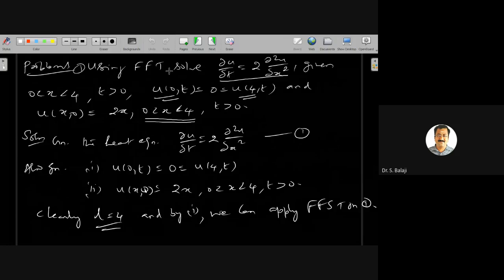Using finite Fourier transform, solve ∂u/∂t = 2 ∂²u/∂x², given 0 < x < 4, t > 0.